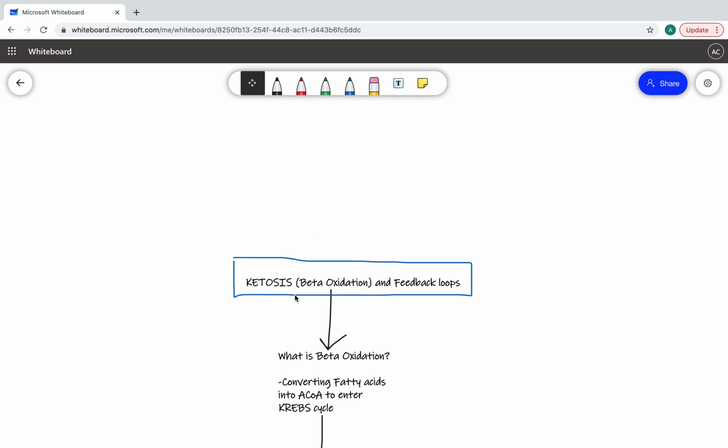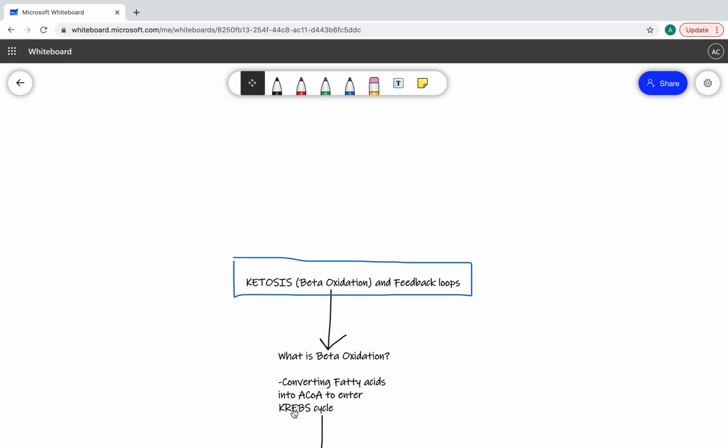This one is on ketosis and beta oxidation, and I'm going to go a little bit into feedback loops here, because this is a big topic on Edg right now that Max is talking about, and I kind of wanted to piggyback on it. So first of all, what is beta oxidation?